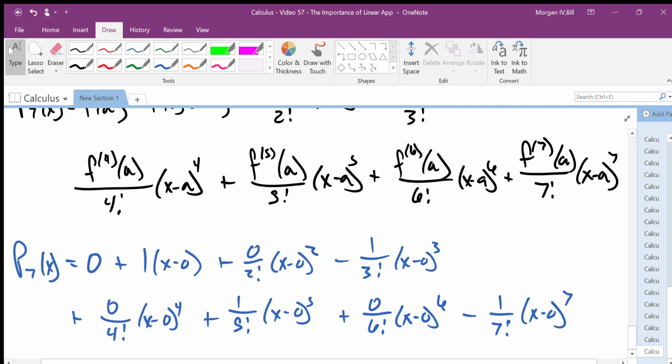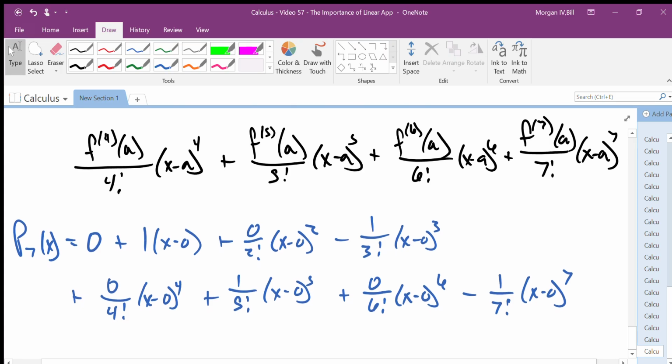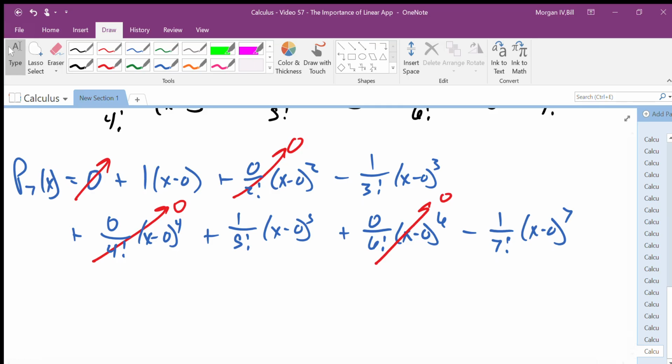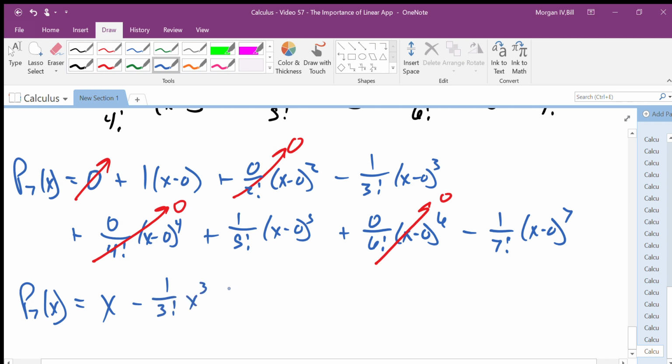And what we're seeing from before is all of the even ones drop off. Right, there's 0, that's 0, and 0 here, and 0 here, and 0 here. So all we're left with are the odd exponents. And therefore, P7 of x is equal to x minus 1 over 3 factorial x cubed plus 1 over 5 factorial x to the fifth minus 1 over 7 factorial x to the seventh.